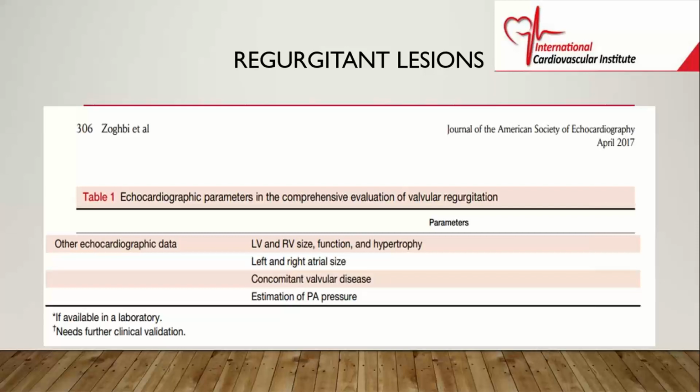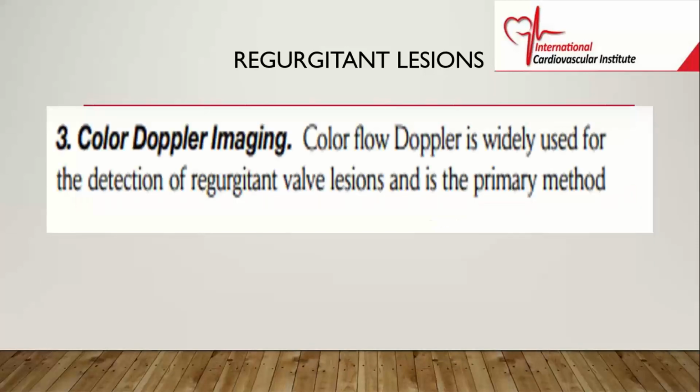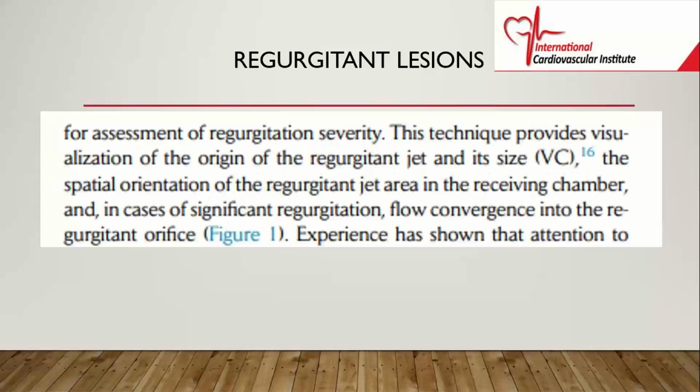And you're not going to do these studies in isolation. You want to do everything, so you're going to look at the LV and the RV size, the function, hypertrophy, the atrium. You're going to look at the size of the atrium, and then the other valves. You're going to look at them. You're going to look at PA pressures. You're going to do a complete study. All right. Your color flow is crucial in looking at these lesions.